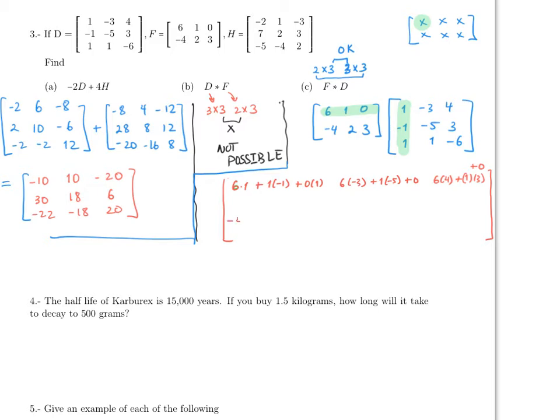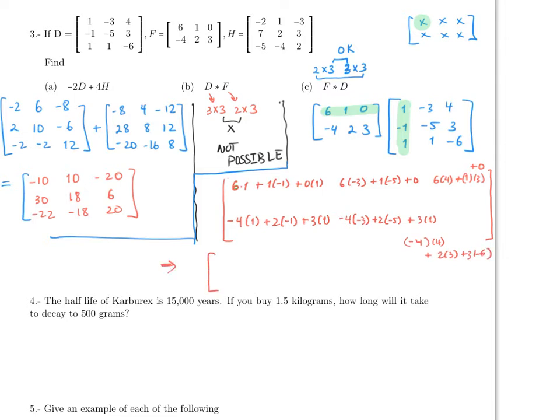So this will be now negative 4 times 1 plus 2 times negative 1 plus 3 times 1. And then the next one is going to be minus 4 times minus 3 plus 2 times negative 5 and then plus 3 times 1. And then the last one is going to be negative 4. Sorry, I run out of space here, times 4 plus 2 times 3, and then plus 3 times negative 6.